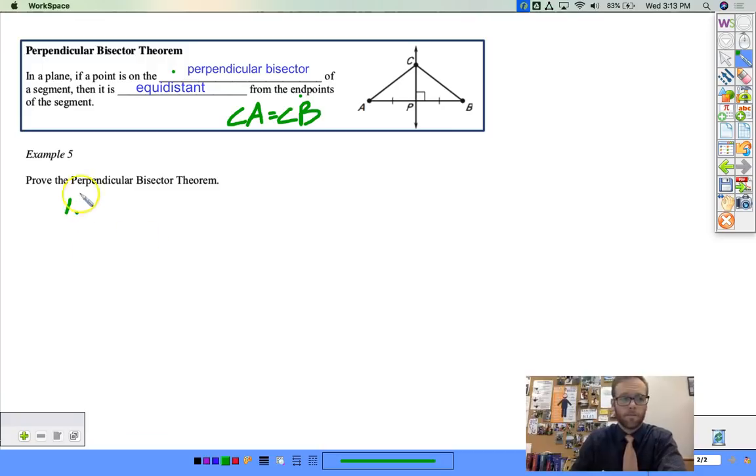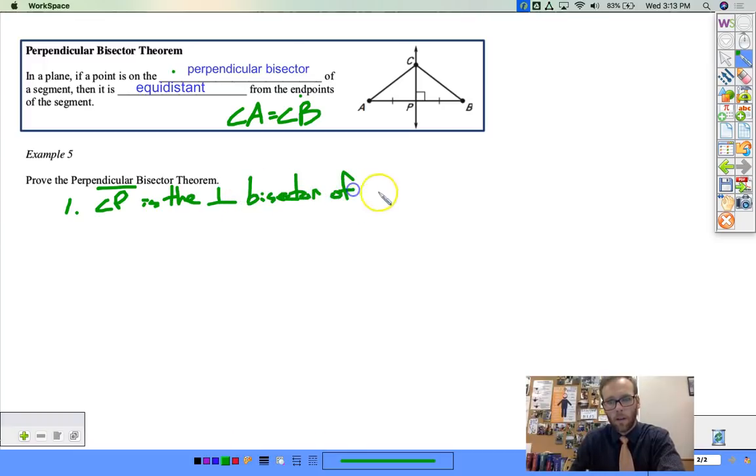So, 1, what's our given? CP is the, are you guys okay if I use the perpendicular sign to abbreviate? The perpendicular bisector of AB. Given.